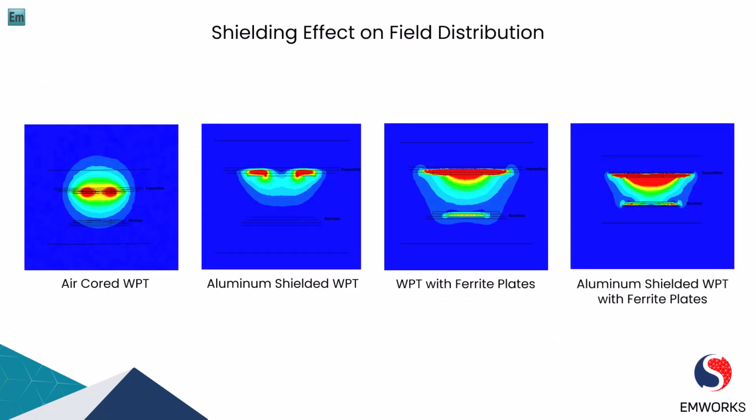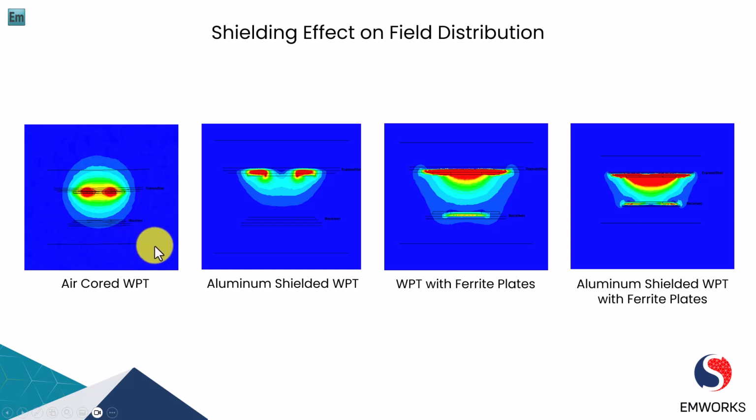Moving ahead, we have also evaluated the effect of shielding on the field distribution of the coil. The use of shielding material can significantly impact it, and we can use a different type of shielding material such as aluminum, ferrite plates, or the combination of both. So if we look at the air core system, as you can see here, without any shielding material, the magnetic field is evenly distributed around the coils.